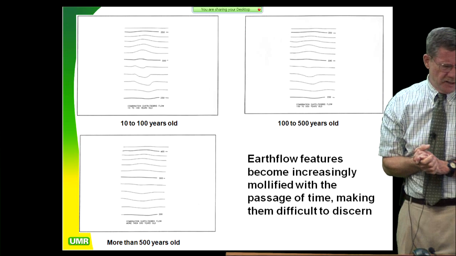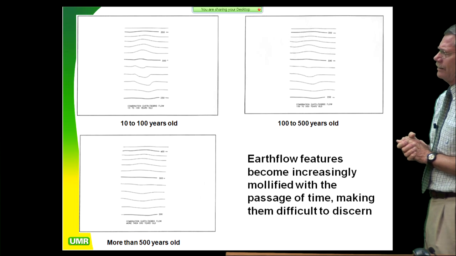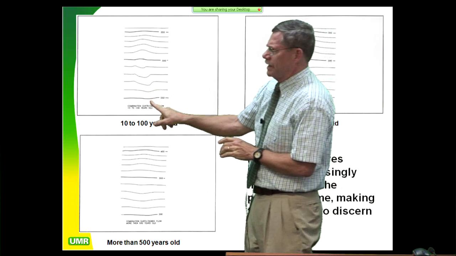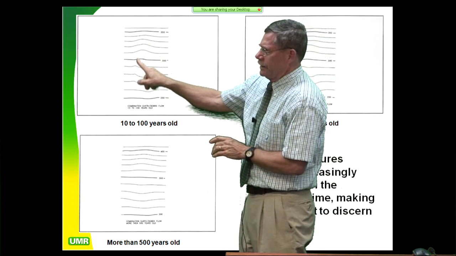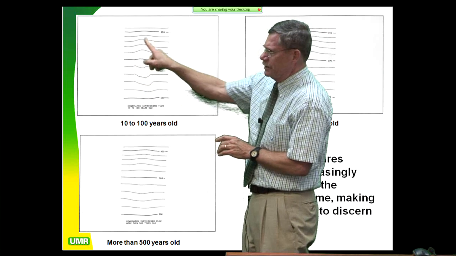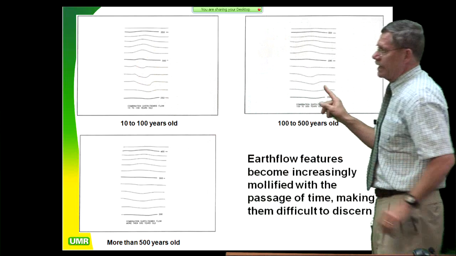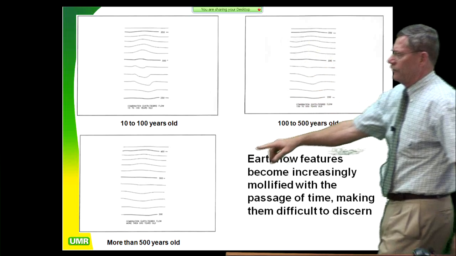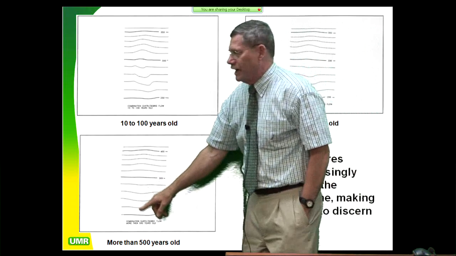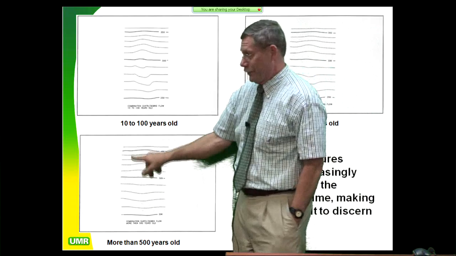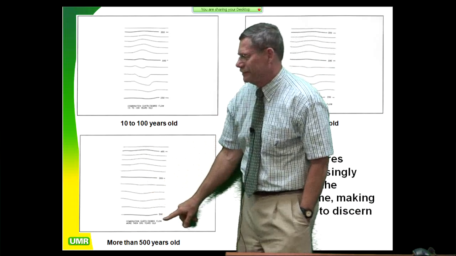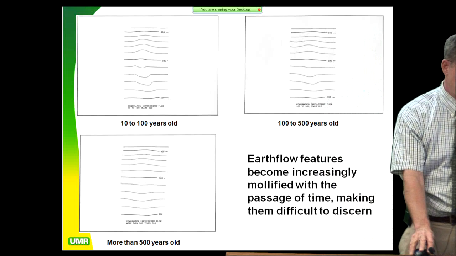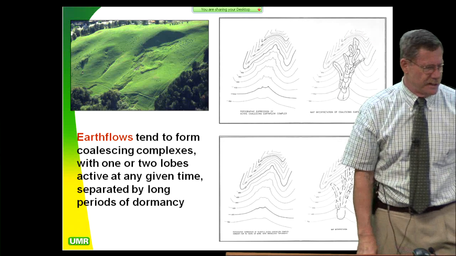Now, effects of age. Is age going to mollify all this? You bet. Age is the great camouflage. So if I have something that's 10 to 100 years old, it can be pretty simple to see there's something going on. If I get 100 to 500 years old, it gets a lot harder to see. If I get over 500 years old, I need a Ouija board and a Bible. I mean, this is really tough. That's going to be a hard one. So the older they get, the harder they're going to be to see.